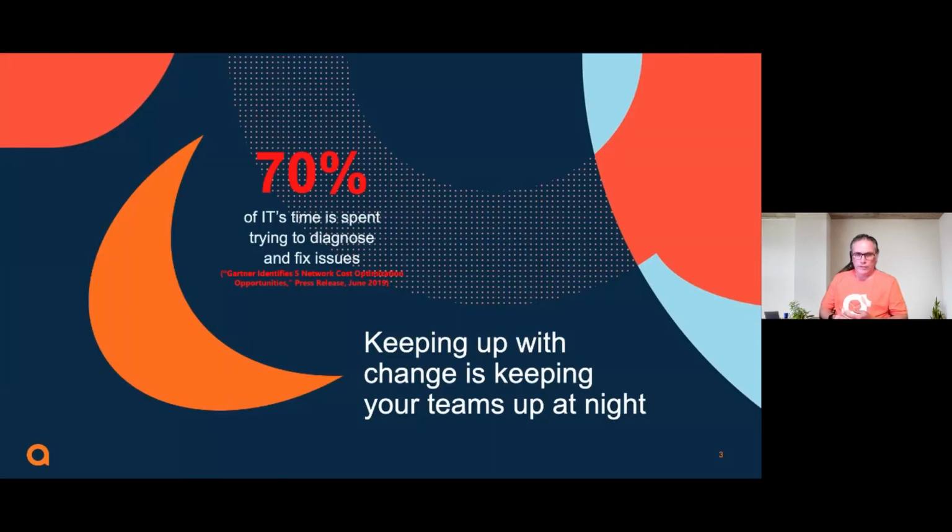So we did a study with Gartner in 2019, and based on that, customers of networking environments say that they spend about 70% of their time troubleshooting and diagnosing issues. That means that 70% of their time they're trying to keep the lights on, which means 30% of their time they can be somewhat strategic.